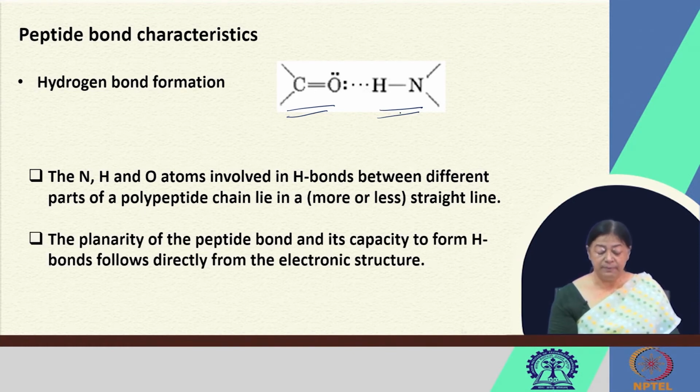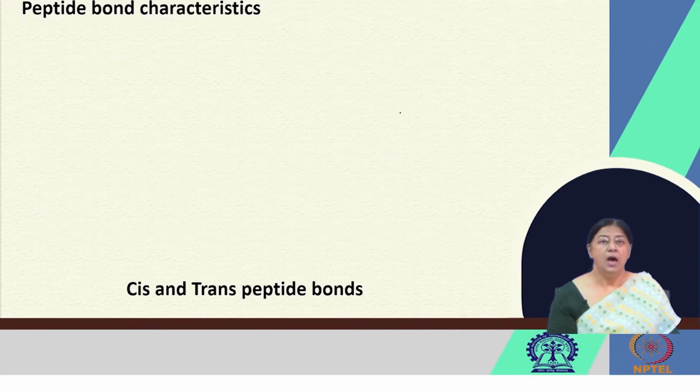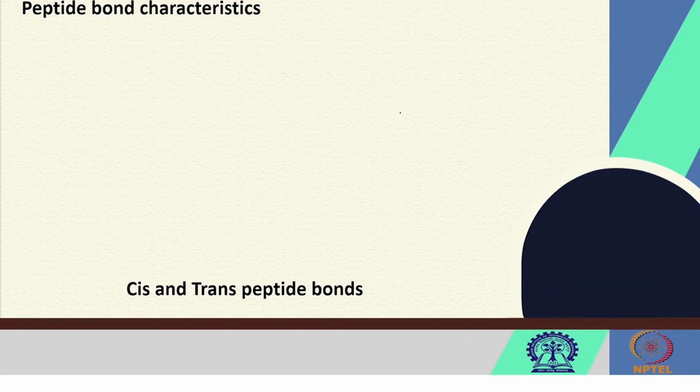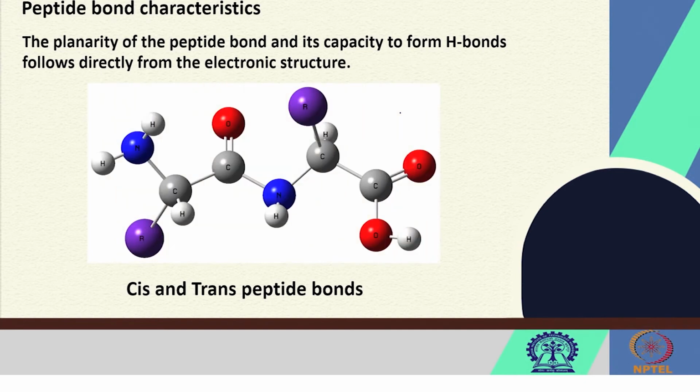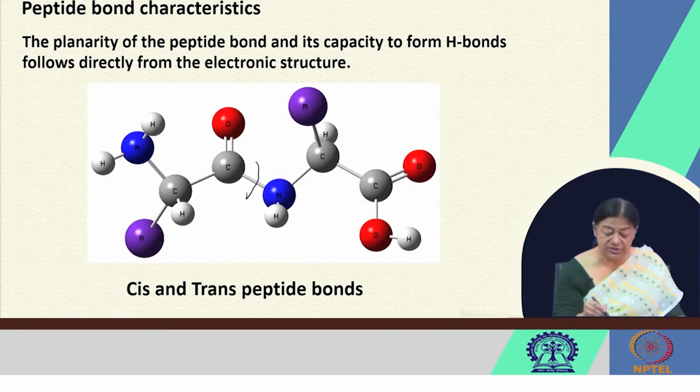And the planarity of the peptide bond and its capacity to form hydrogen bonds follows directly from the electronic structure that we just discussed. Another very important characteristic about the peptide bond is its geometry. What is this geometry? It concerns the rotation about the single bond that we just saw. Now, this is where we have restricted rotation, this being our peptide bond. Now, let us look at the orientation of the R group.